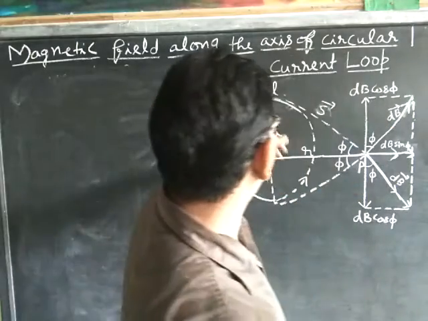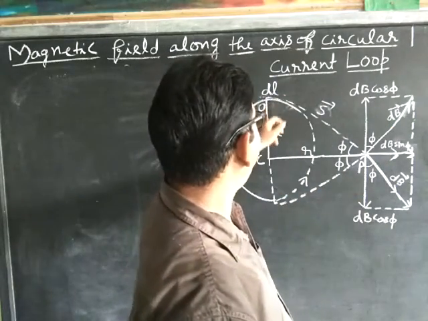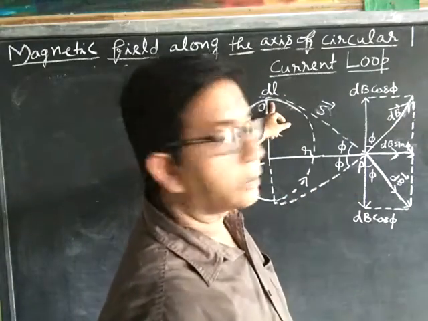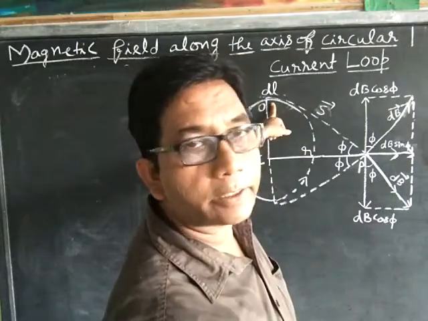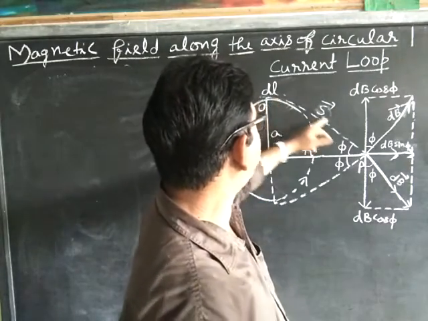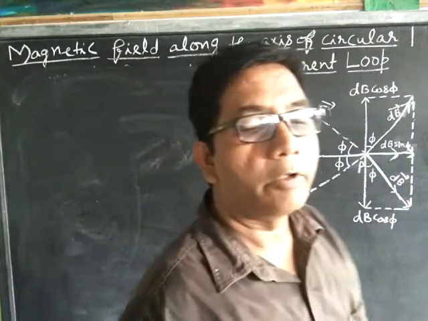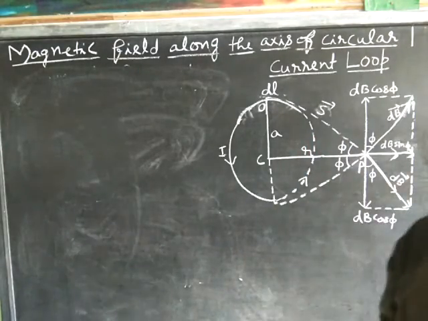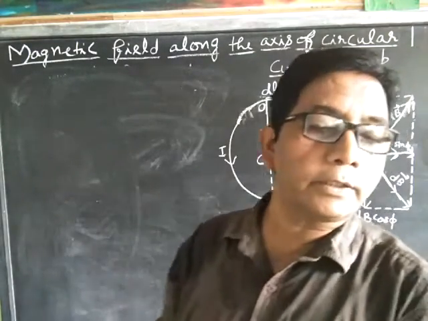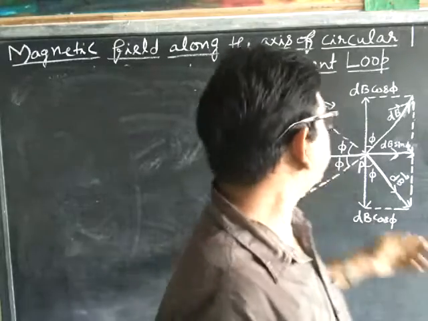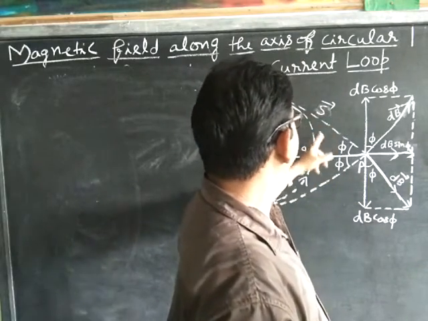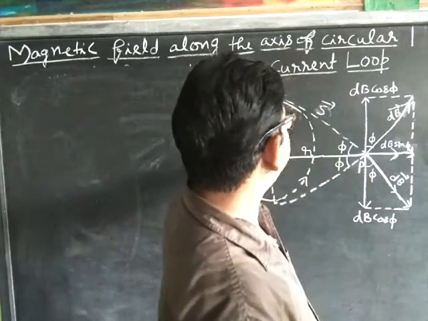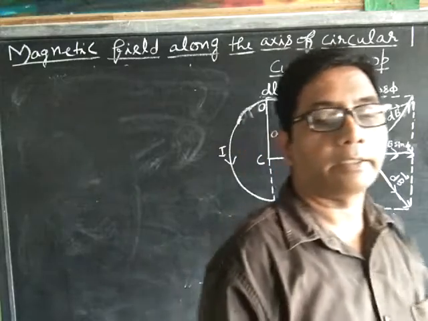Consider a small current element dl at the top of the loop, which has outward coming current. Let S be the position vector of point P relative to element dl.